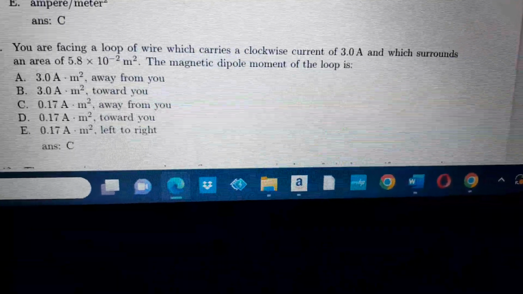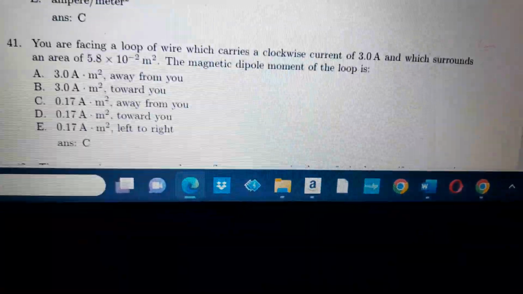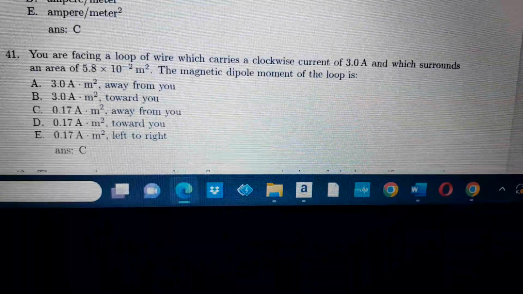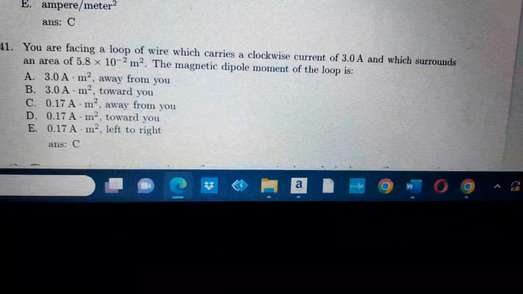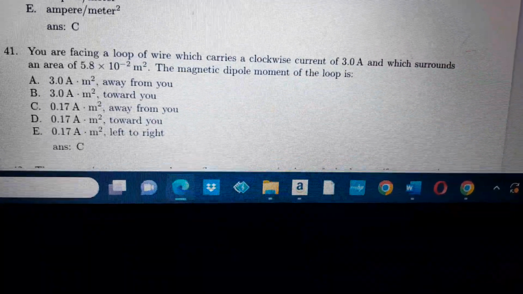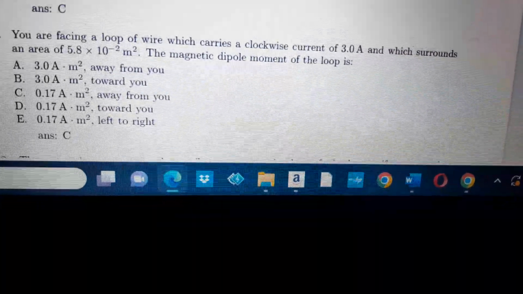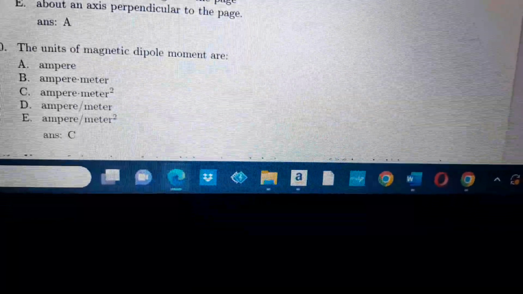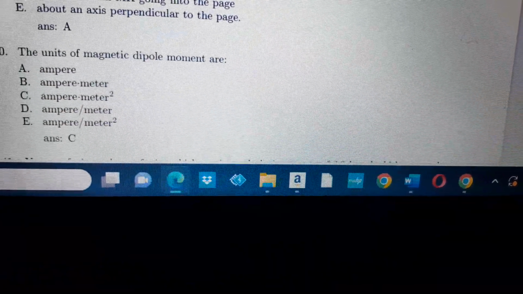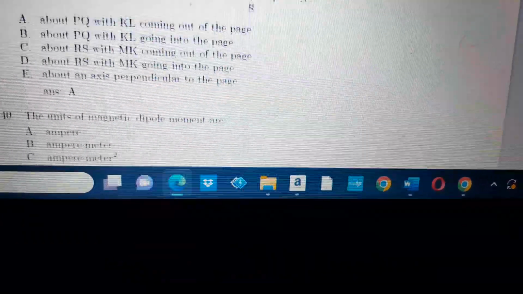A loop of wire carries a clockwise current of 3 amperes and surrounds an area of 5.8 times 10 to the power of negative 2 meters squared. The magnetic dipole moment of the loop is C, 0.17 ampere meter squared, away from you. The units of magnetic dipole moment are ampere meter squared.